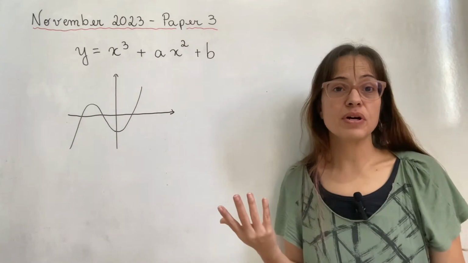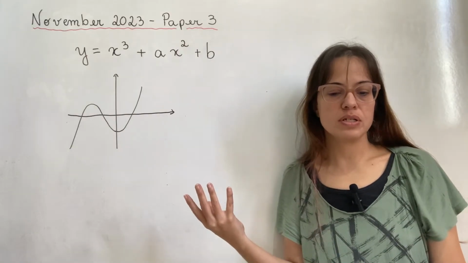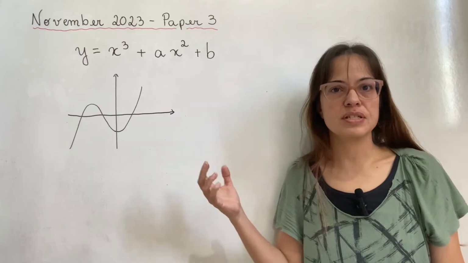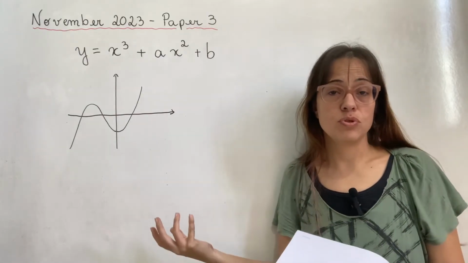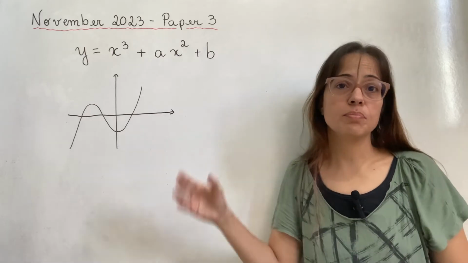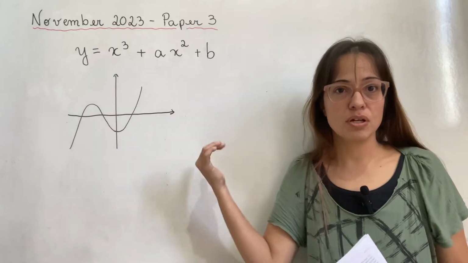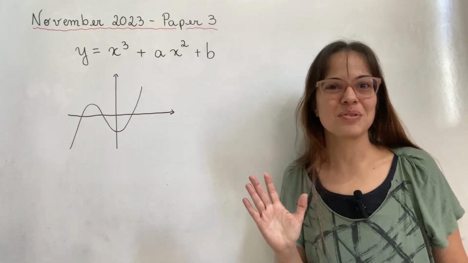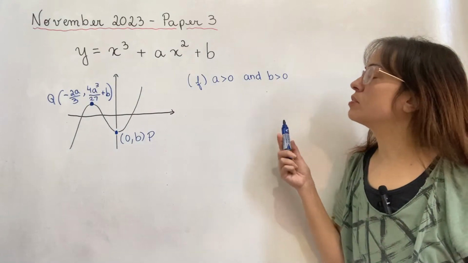Part E is the 5 marks that you should get no matter what, even if you don't do anything else in this question, because it's just find the coordinates of the critical points. You just take the derivative, set it equal to 0, find the x coordinates, then plug it back into the function and you find the y coordinates. And it's a show that, so I'm not even going to do it because the answer is right here on the paper.